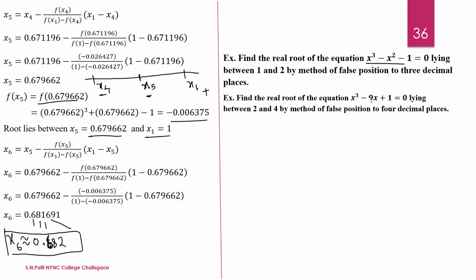The equation is x cube minus 9x plus 1 is equal to 0 and the root lies between 2 and 4. Its answer is given, that is 2.9310. Okay, now some problems where the interval is not given, in which we use the intermediate value theorem. First identify the interval. Let us see the problem.